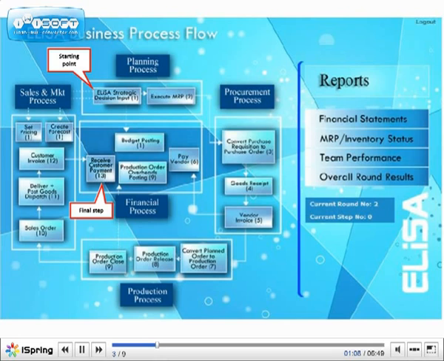The numbers within brackets correspond to the business process step number. These 13 steps are performed for all the 4 rounds. Each round represents one financial year. On the right-hand side is the reports section, where each team can view the financial statements, MRP, and inventory status at each step, and the overall results and team performance after the completion of each round.